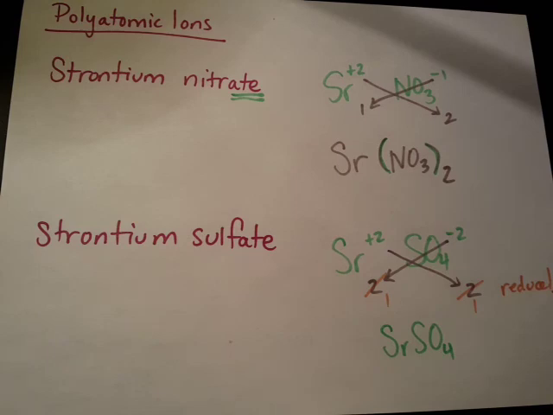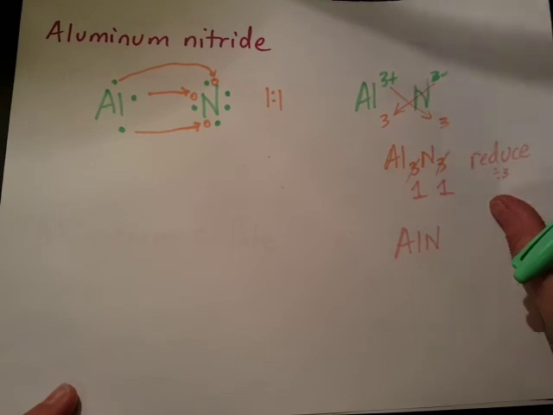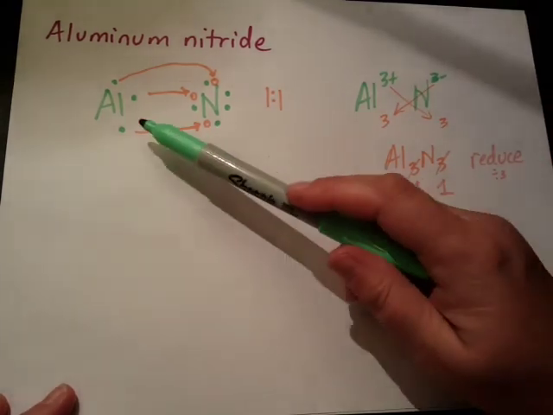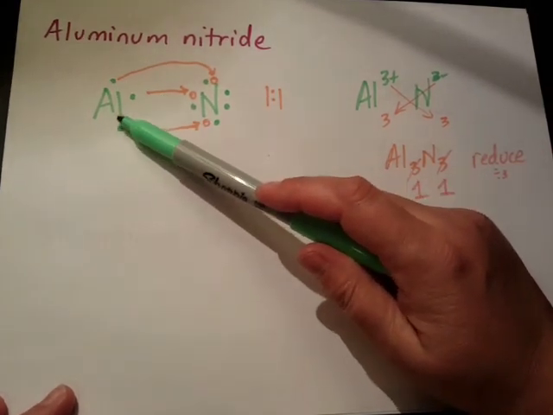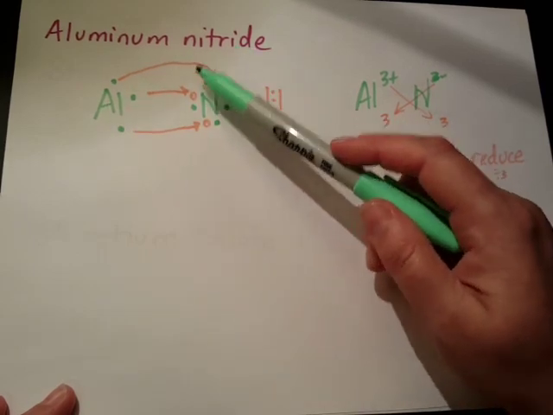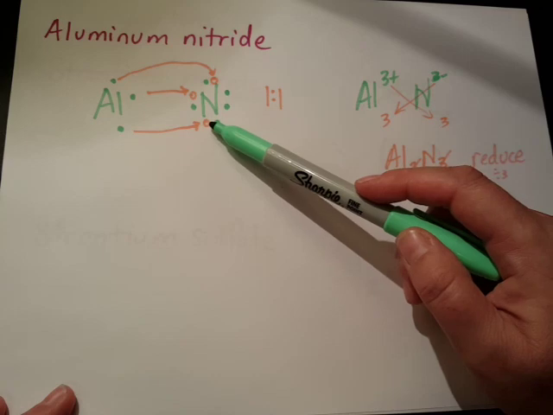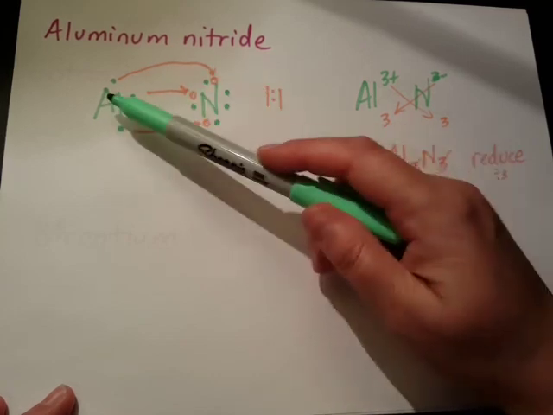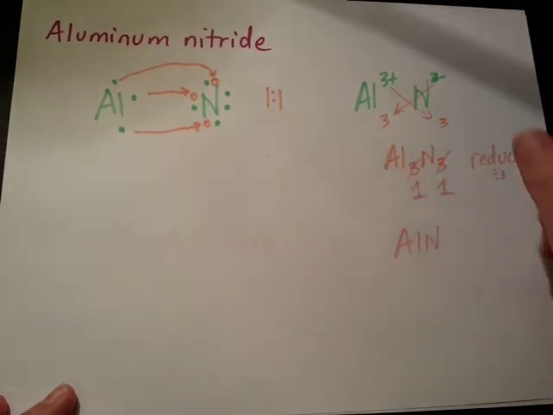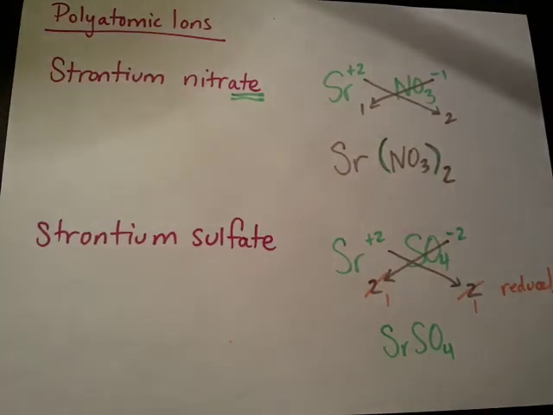Similar to our previous video with aluminum nitride, where we have 3 electrons being transferred from 1 aluminum to 1 nitrogen atom. Even though 3 are moving, it's still a 1-to-1 relationship. So it's the same thing here. We've got 2 electrons moving, 2 are being lost, 2 are being gained, but it's a 1-to-1 relationship.